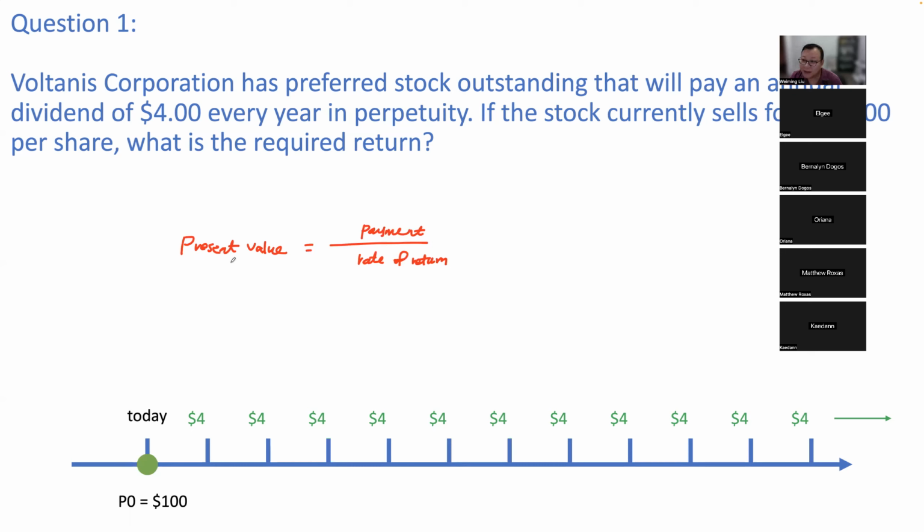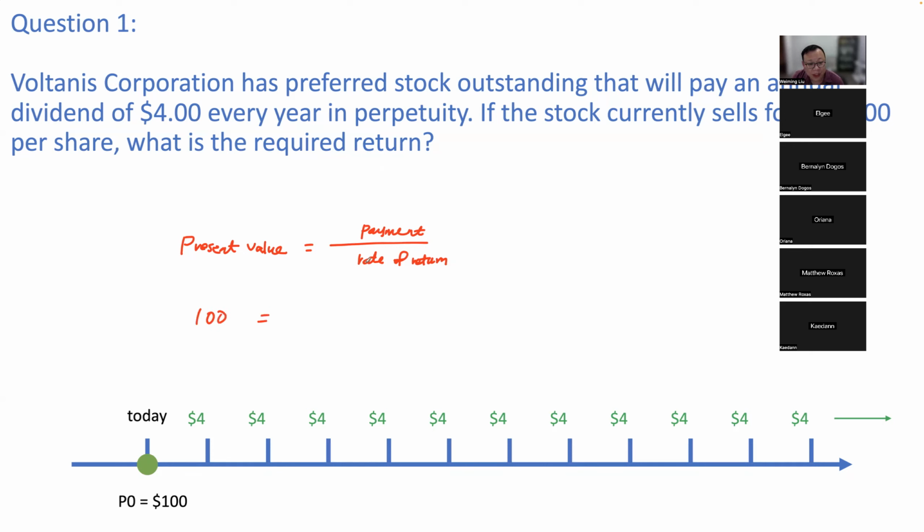You want to know the present value, so how much is the equal payment you are receiving in the perpetuity, and what is the rate of return. So in this case, what is our present value? What is our present value in this case? $100, yes, that's correct.